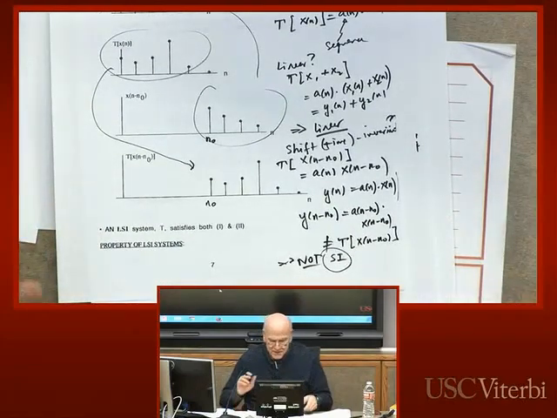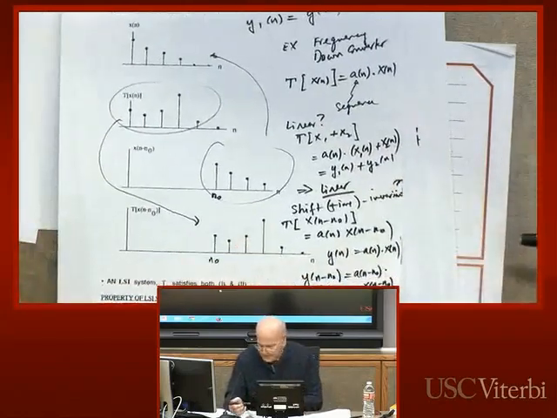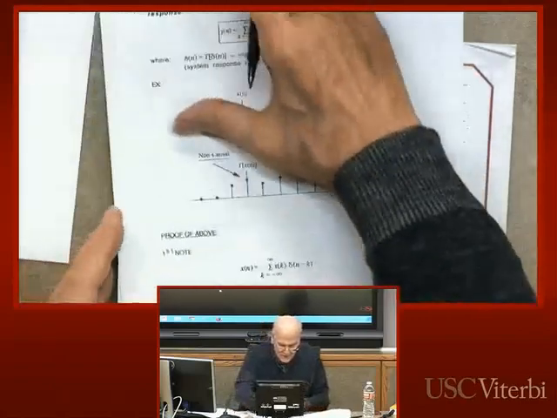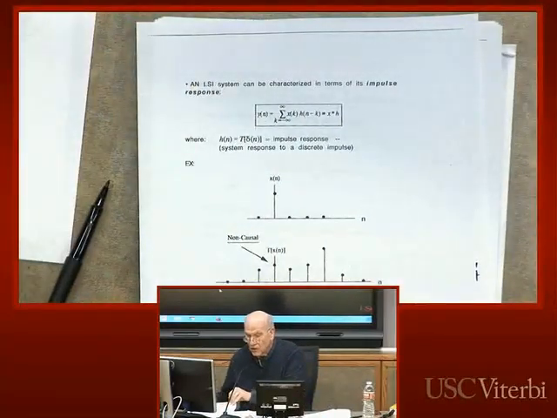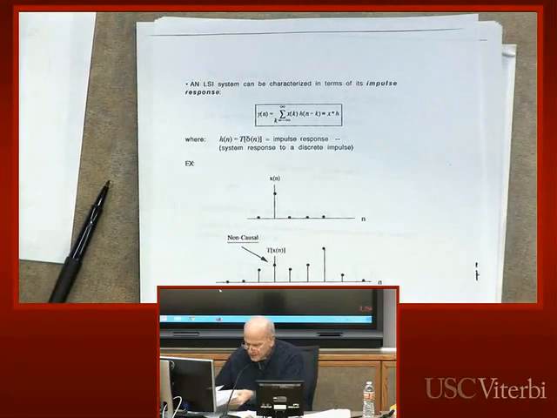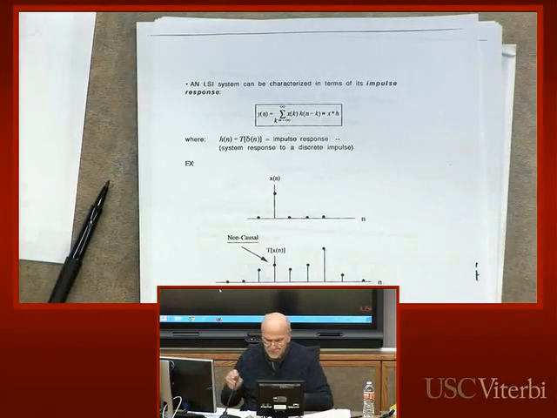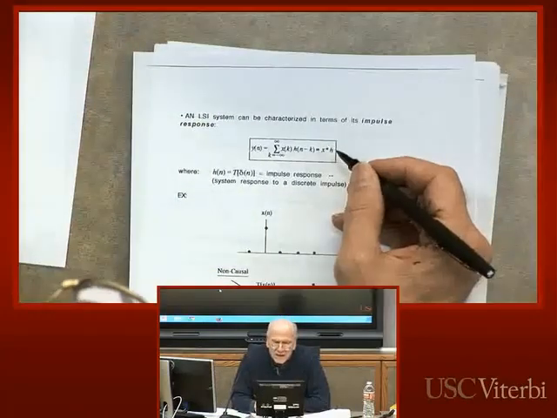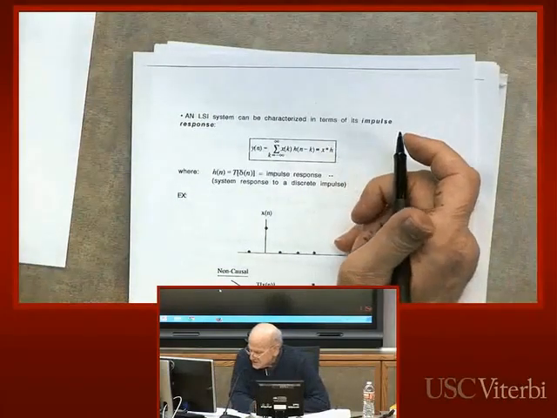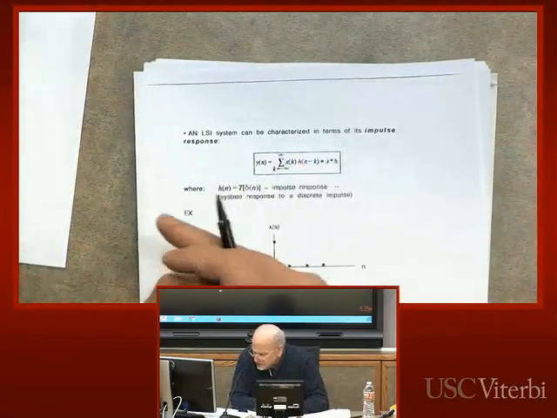Linear shift invariant systems satisfy both. They're both shift invariant and linear, obviously. So let's look at some properties of linear shift invariant systems. I should tell you, most of the systems we study, not all, because we will talk about frequency down conversion systems and other systems, but the vast majority are linear and shift invariant systems. Now, what's so good about linear shift invariant systems? Well, let's take a look.